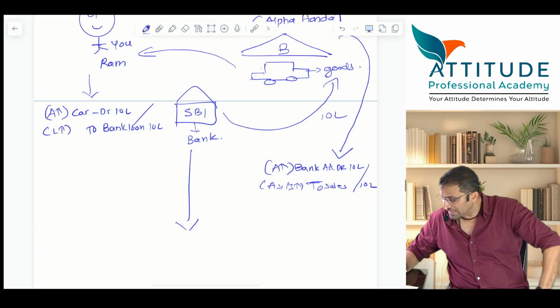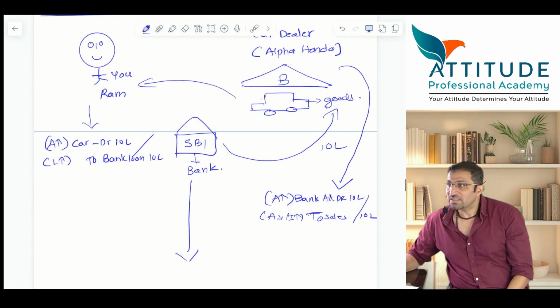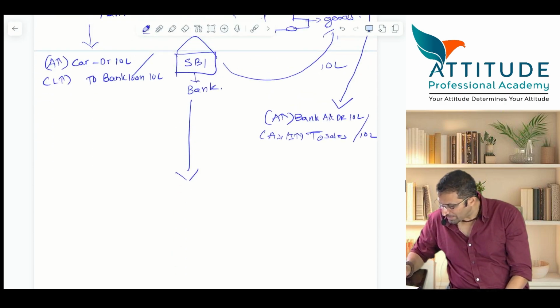Now tell me, will SBI also pass the journal entry? Yes. Now SBI has given the check. What did SBI receive? A promise. Promise from whom? Mr. Ram. So for the bank, Ram is a debtor. Asset increases. Benefits receivable, Ram account debit.